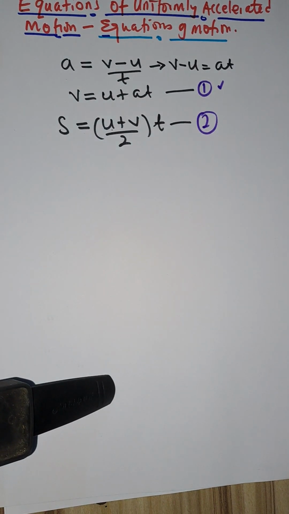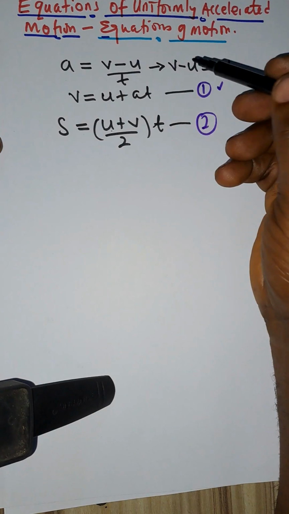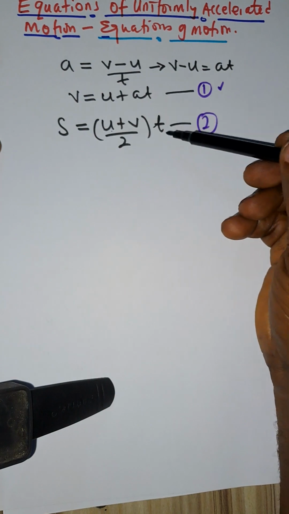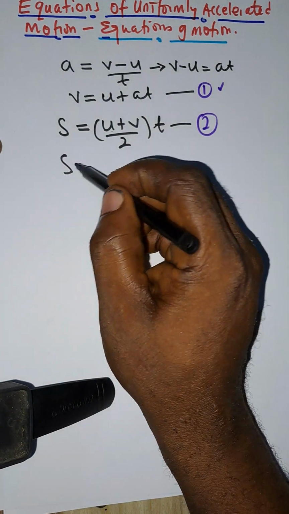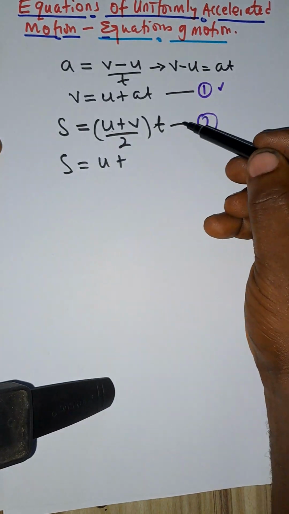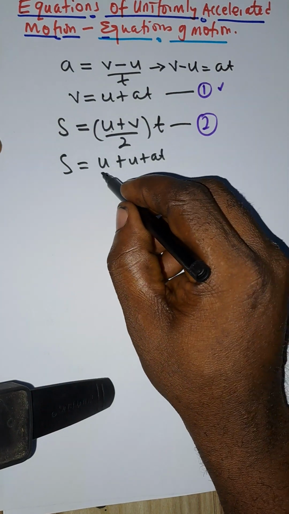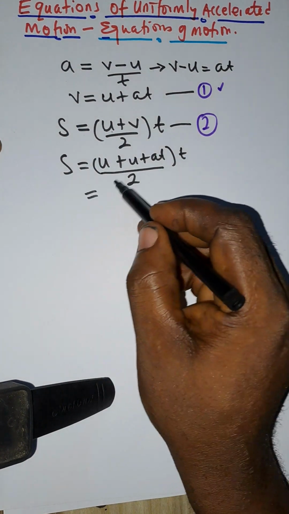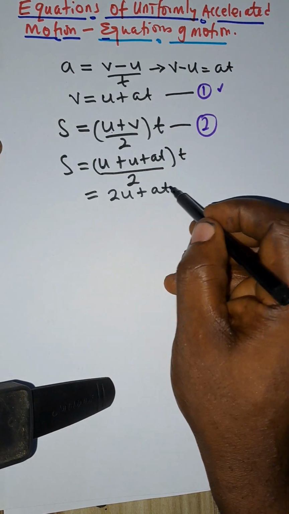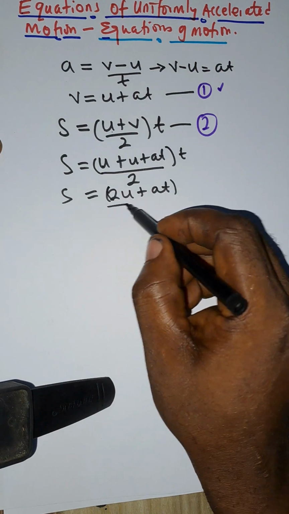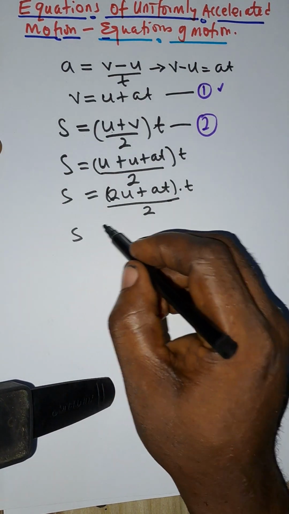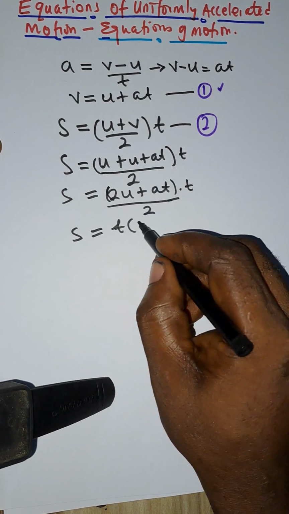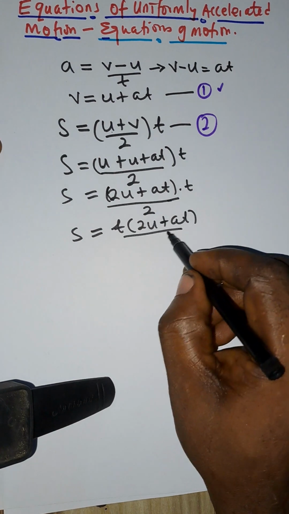Okay. Now if you look at this equation, from equation 1, you can see that v equals u plus at. If you substitute u plus at for v in equation 2, wherever we see v in equation 2, we put u plus at. Of course, all will be divided by 2 and we are multiplying by t. Okay. Now, if you do the algebra, u plus u is 2u, plus at, divided by 2, and we multiply by t. Just leave it, don't cross multiply it. You have t multiplying 2u plus at, and it's been divided by 2.